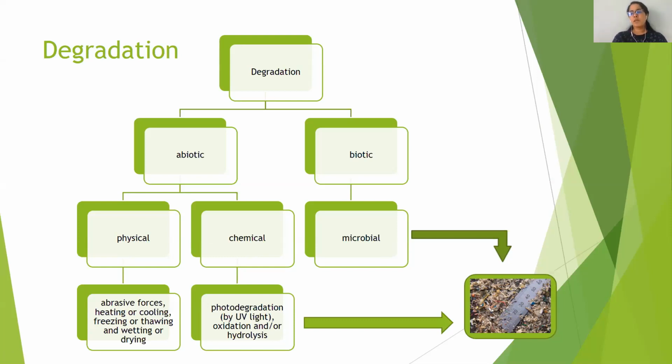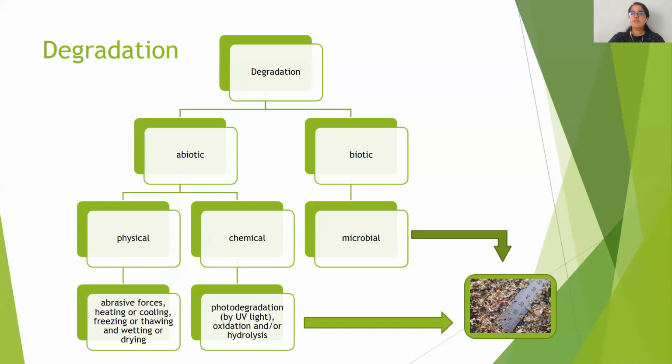And then with the chemical processes, you've got photodegradation by UV light, oxidation, and/or hydrolysis. And then you've also got your biotic processes, which rely on microbes to break down the plastics. Now, some plastics have additives in them that make them resistant to oxidation and so forth, and that makes them stronger. They don't break down.